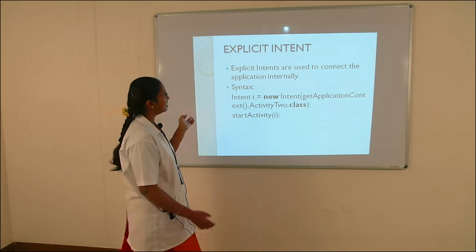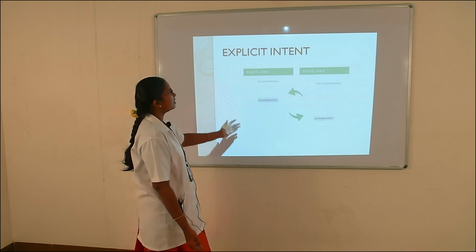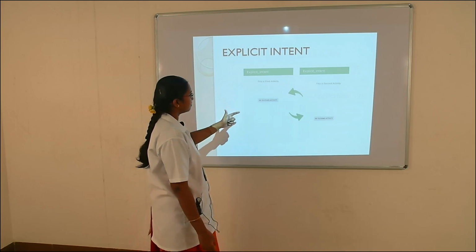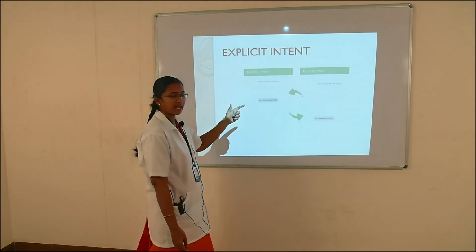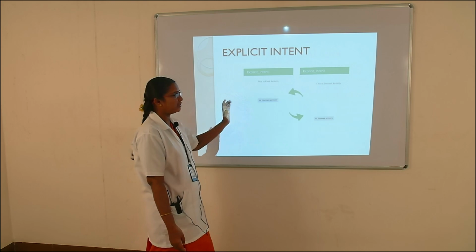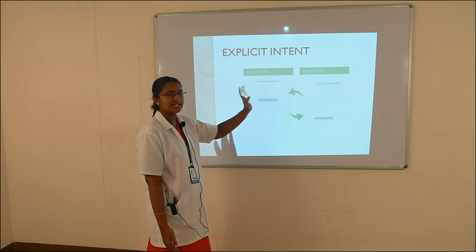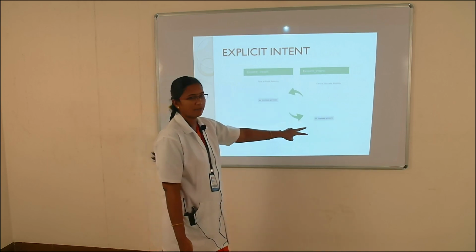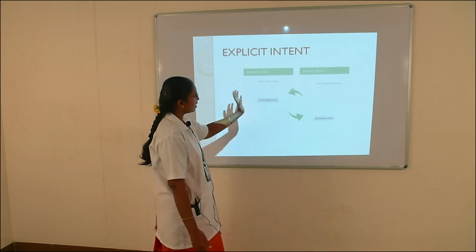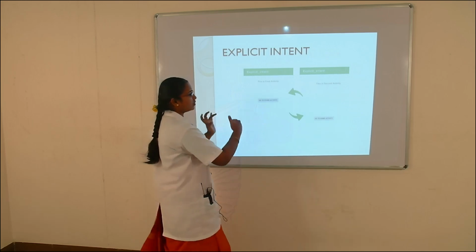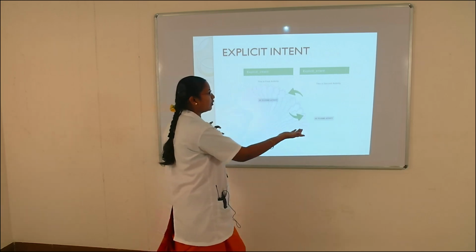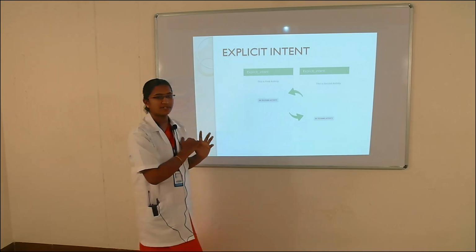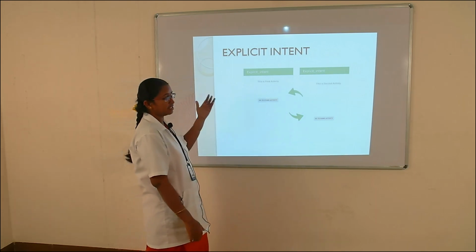So this is the next slide. This is the example of explicit intent. In the first picture we have the Go to other activity button. While clicking on that button it will move to the second activity. On that second activity page we have another button named Go to home activity. While clicking on the Go to home activity button it will move back to the first activity. This is an implicit intent, sorry, that is an explicit intent.